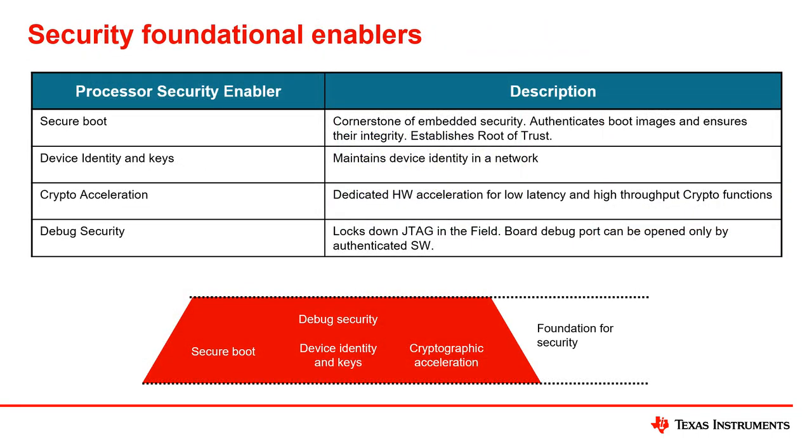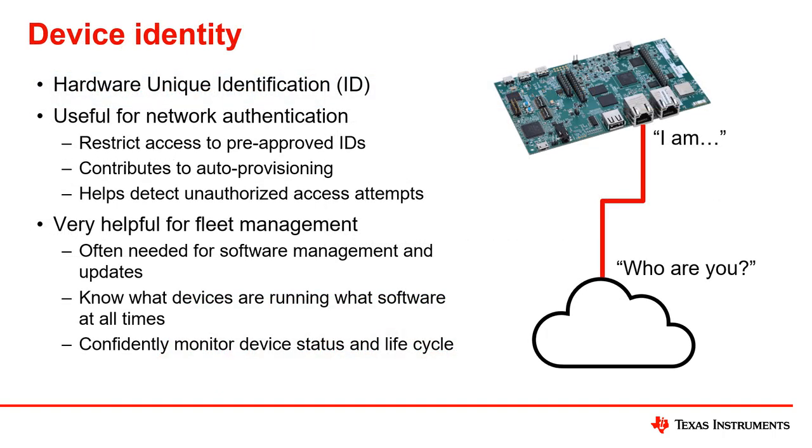All right, so that covers secure boot, and now we can look at our other foundational enablers, and we'll start with device identity and keys. Device identity is all about being able to communicate in a secure manner with other devices in a network or in a system. So as we can see in the diagram, the device wants to communicate with something in the cloud, and the cloud can do a challenge response type system to say, hey, who are you? Are you allowed to be communicating on this network, to make sure to protect the network from bad actors or devices that are trying to do things they're not supposed to?